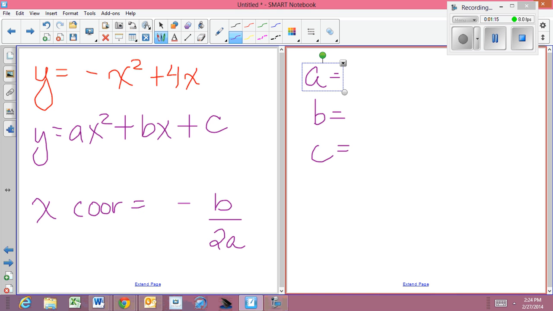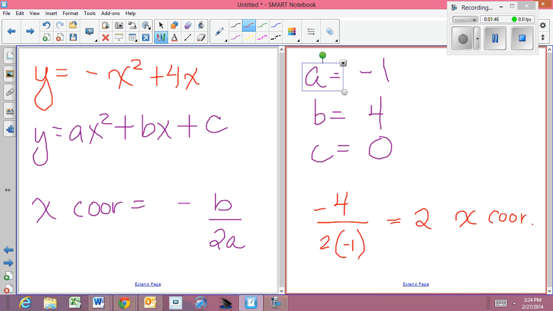A is always the coefficient of x squared, so for this equation it's -1. B is the coefficient of x, so for this equation it's 4. This equation has no constants, so c is 0. So if I want to start to figure out the vertex, I can use my formula, -b over 2a. So I'm just going to plug in b and plug in a and then simplify. So -4 over -2 simplifies to 2. So I already know my x coordinate for the vertex is 2.